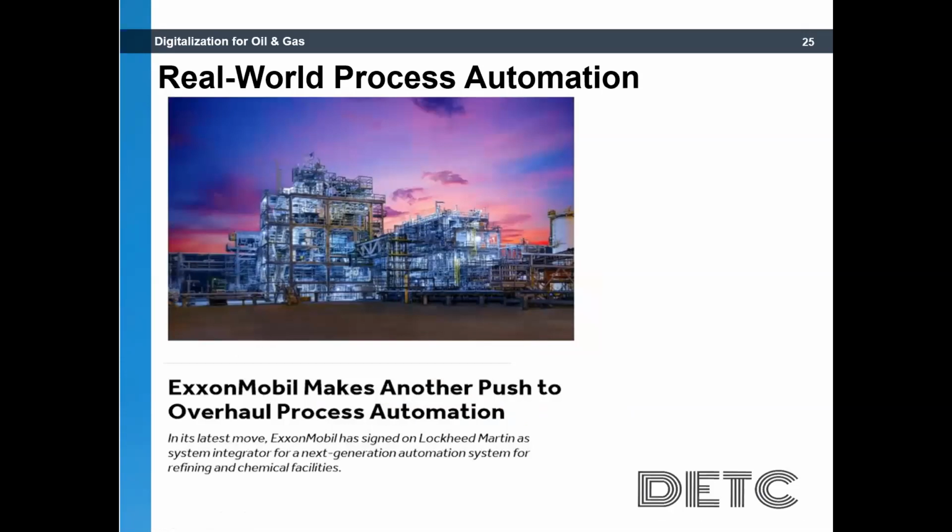This is an example of a real-world process automation. This is a case study that is available online to see how automation is transforming oil and gas traditional operations and the processes.